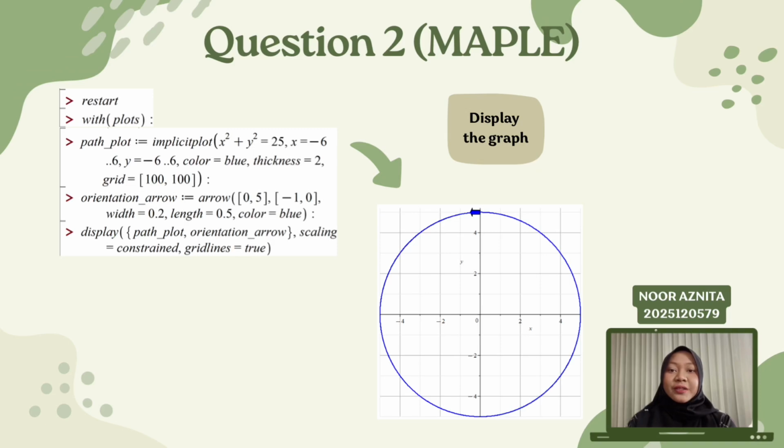In this scenario, an autonomous mobile robot moves counterclockwise along a circular path defined by x squared plus y squared equals 25. We want to calculate the total work done on the robot by a force field. First, we plot the robot's trajectory. Because this is a circle, we use implicitplot to render the equation. To accurately show the positive orientation of the path, we use the arrow command to place a blue arrow at the top of the circle pointing left. Using display with scaling equal to constrained gives us a perfect circle of radius 5 that visually tracks the robot's counterclockwise path.